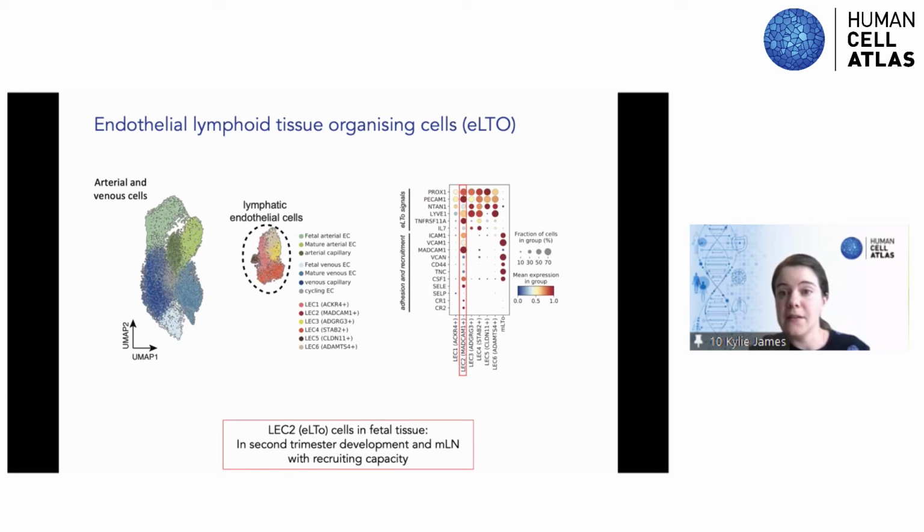So then looking at that second population, we then subsetted out our endothelial cells, and that's what we're showing here. And you can see quite big populations of arterial and venous endothelial cells, but also these populations of LYVE1 positive lymphatic endothelial cells. So these are the cells that will surround the lymphatic vessels in the gut. And in particular, we found one very small population, which is about here, which was the highest expressor of ICAM1, VCAM, and MADCAM1. So very important molecules for the recruitment of lymphocytes. And again, highlighting them as having the required signature to carry out the role of an LTo cell. And again, this LEC2 population, or the LTo cells, were found from second trimester development and highly enriched in the mesenteric lymph nodes.